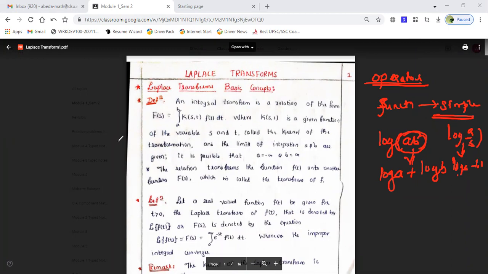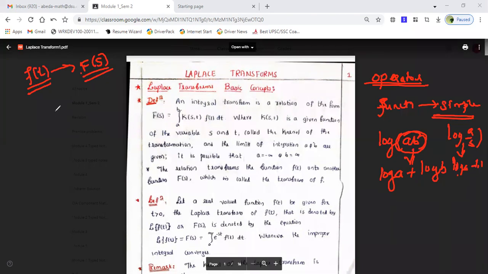Then how exactly will this function look? Say, for example, before it was f of t; after doing this transformation, it will be converted into the form of f of s. What is this f of t, f of s? I will teach you once I start with the definition.